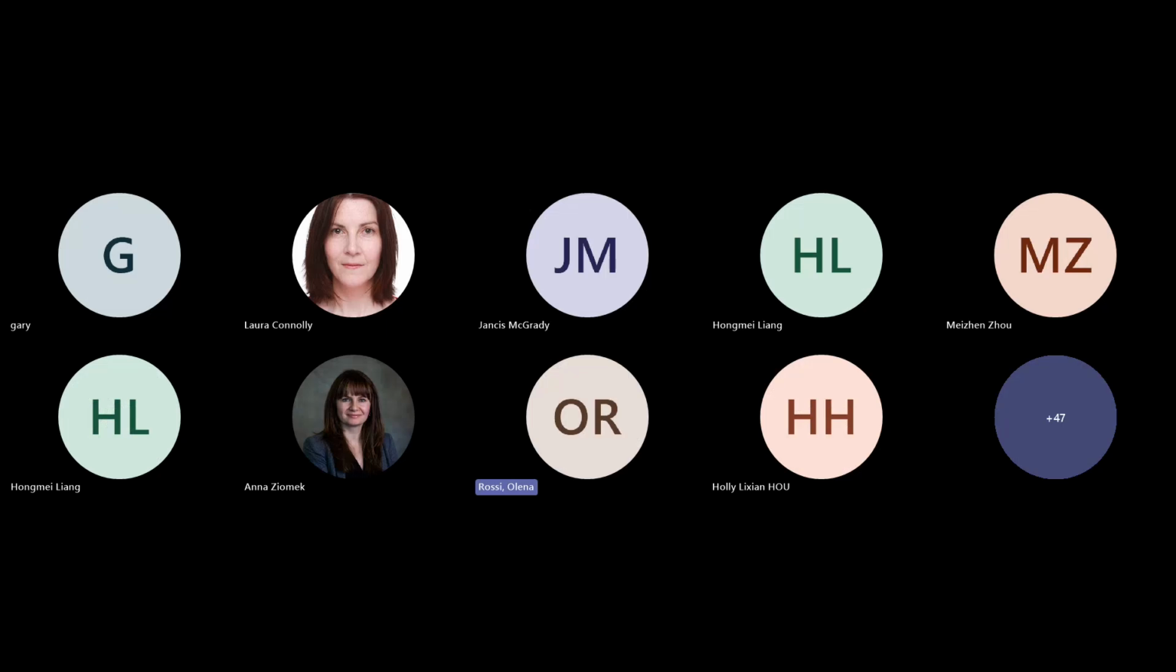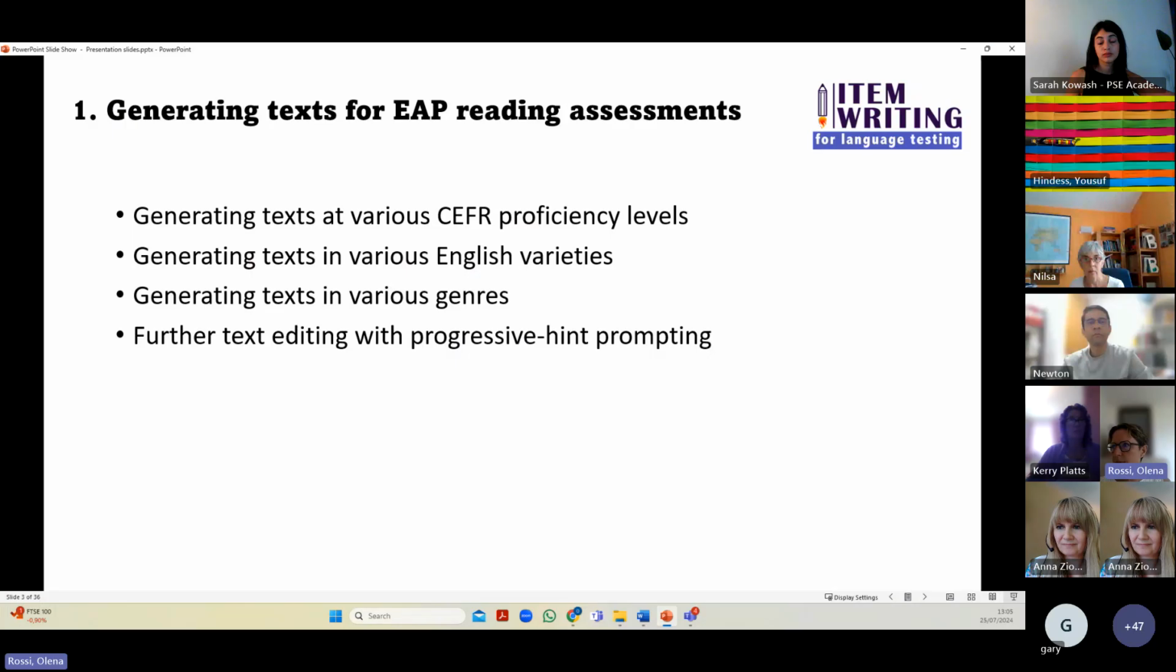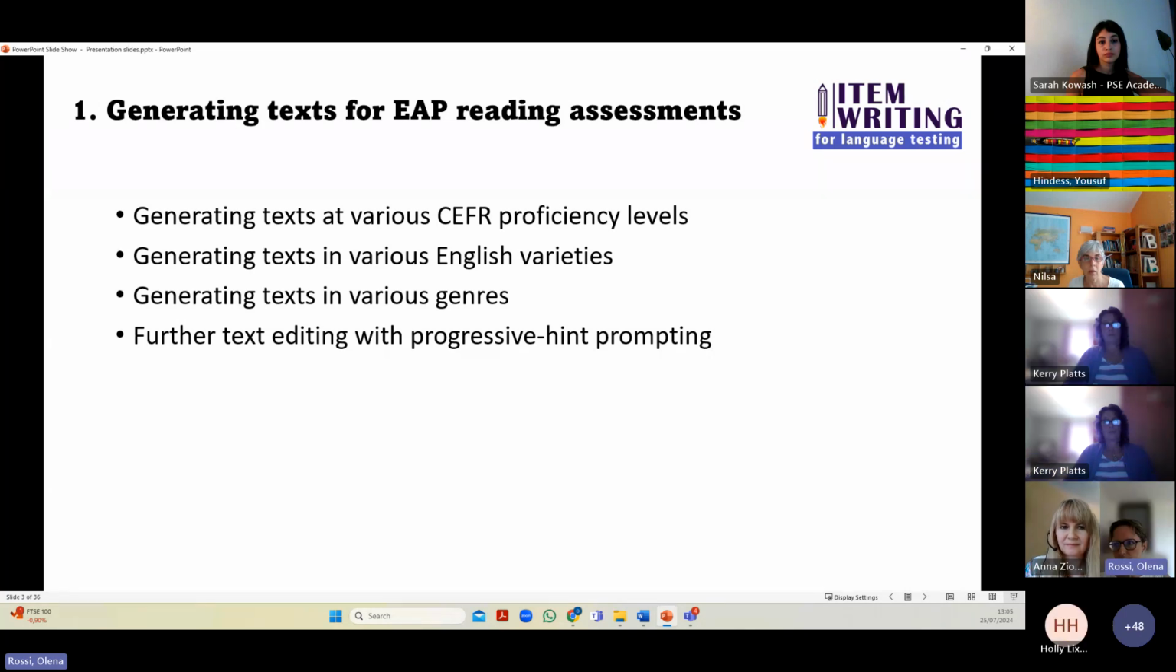is able to generate items. So starting with generating text for AP reading assessments, we will look into generating text at various CFR proficiency levels in various English varieties, in various genres, and then we will see whether we can further improve the text by editing them using progressive hint prompting technique.